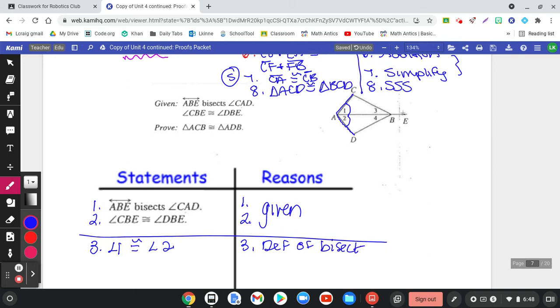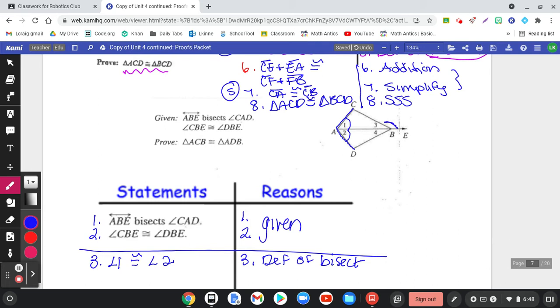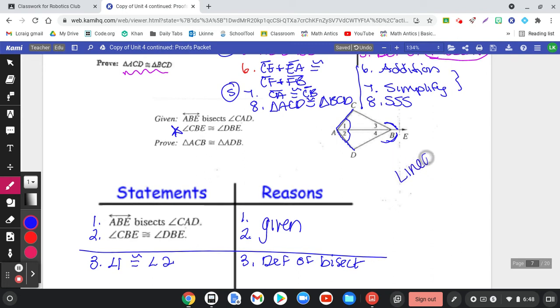Angle CBE, that's this guy out here. Angle CBE is congruent to angle DBE. All right, so here's where it's a little bit tricky. Angle CBE and angle 3 are a linear pair. Same with over here. So basically, remember, linear pair are two angles that are supplementary. So again, this proves a little bit tricky, but once in a while these things show up.